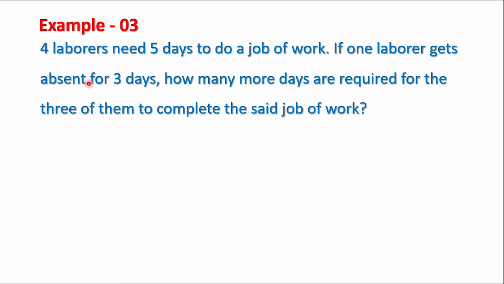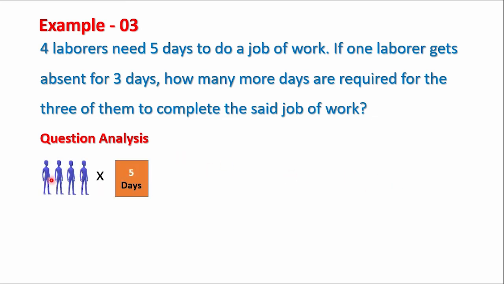It says 4 laborers need 5 days to do a job of work. If one laborer is absent for 3 days, how many more days are required for the 3 men of them to complete the said job of work? Now we have to understand there are 4 laborers. We have to analyze this question. Through a diagram we can find it like this.